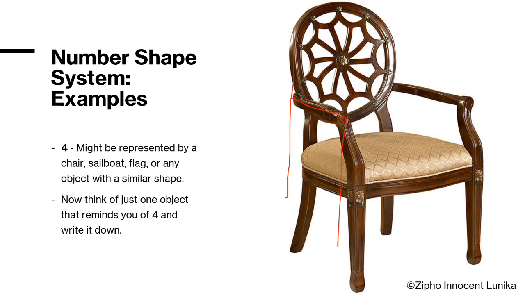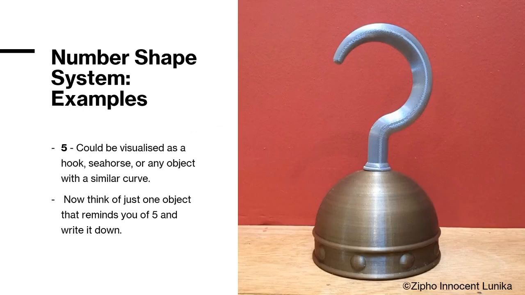Your chair might look like a 4, or you might think of a sailboat, something like this. So it resembles the number 4 in some way. Excellent work. Now proceeding further, number 5. Number 5 sort of looks like a hook, a seahorse, or any object of a similar shape. As you can see here, this hook sort of looks like the number 5. If you think of 5 and sort of reverse it, it looks like the number 5.